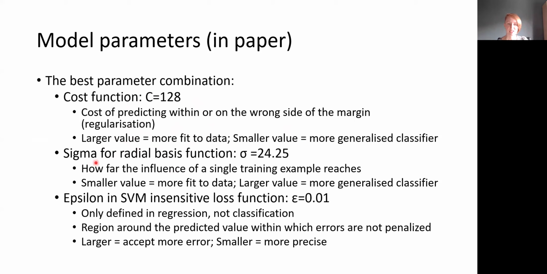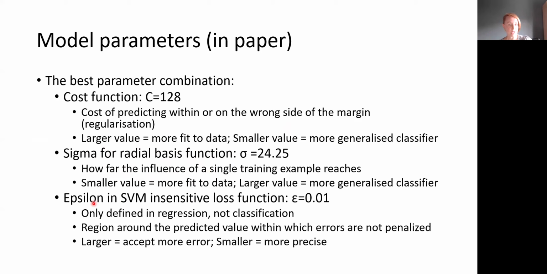We then have something called sigma for the radial basis function. This is exclusive, as you might expect, to the radial basis kernel. So you don't need this for linear or polynomial ones. That's because it's coming back to a similar concept as the nearest neighbors that I was talking about before: how far the influence of a single example reaches. So if you have a smaller value, then it will be more fit to the data. If it's a larger value, it's more generalized.